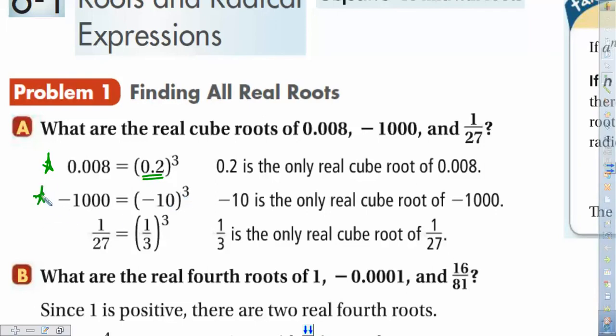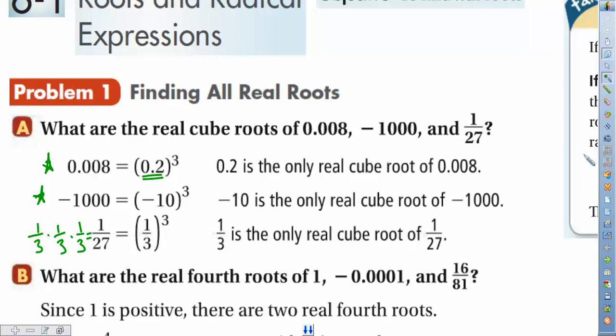Okay, negative 1,000. What would be the cube root of that guy? Well, there's only one answer, and that'd be negative 10, because negative 10 times negative 10 times negative 10, you get the idea, would be negative 1,000. And to make 1/27th, we could do that if we do a third times a third times a third, right? Top times top times top, bottom times bottom times bottom. There's that 1/27th here.